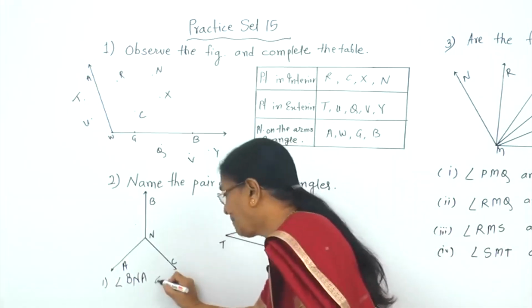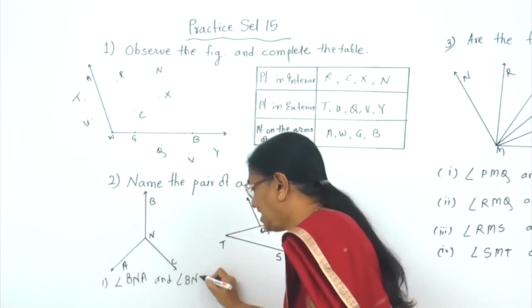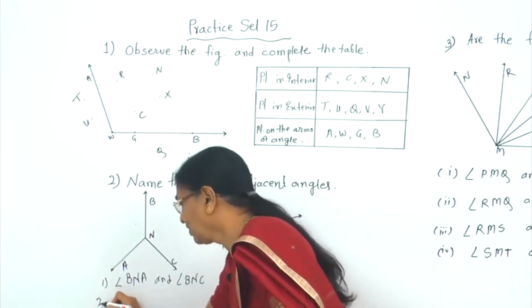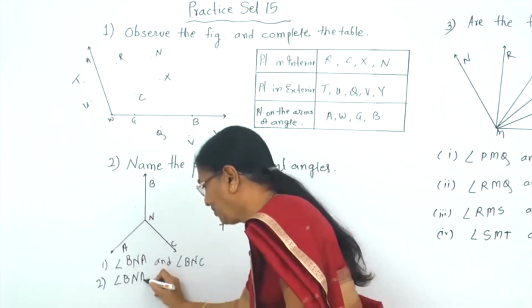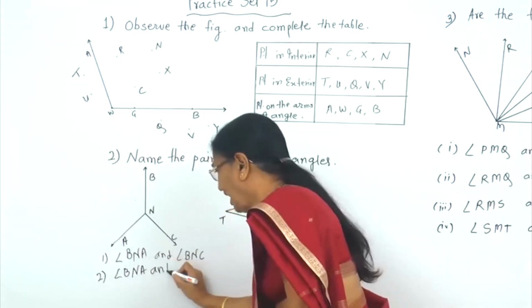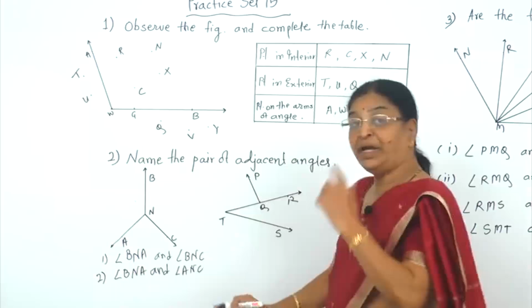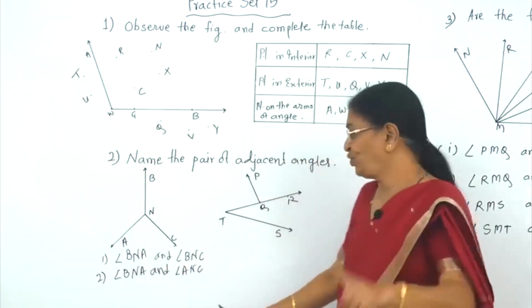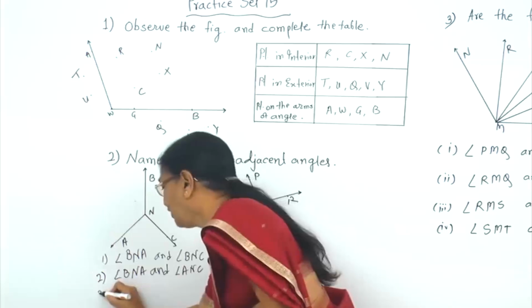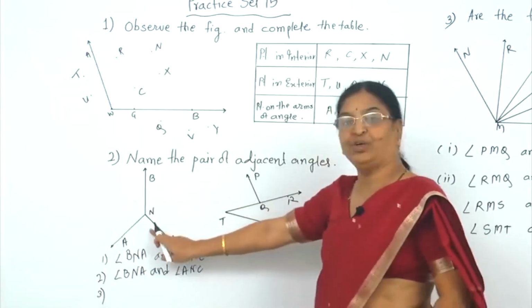So I will write, and of course angle BNC. Similarly, the second pair is angle BNA and angle ANC. See, every time we have written the vertex as common. Of course, you should not forget it. The third one. Now with this we have done two pairs.